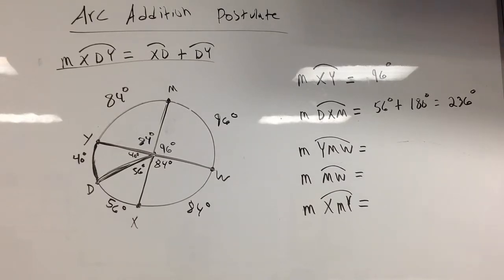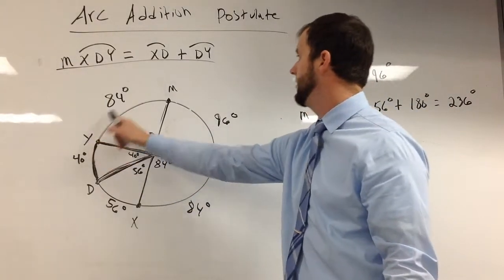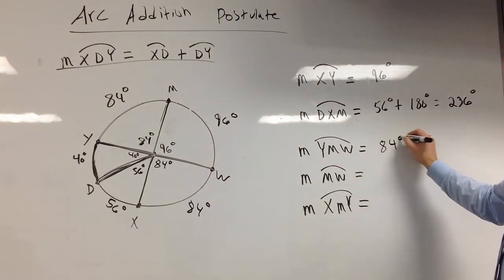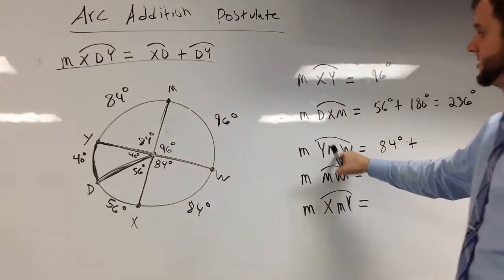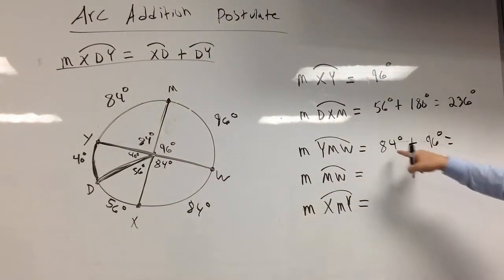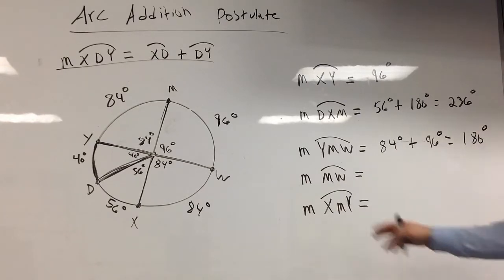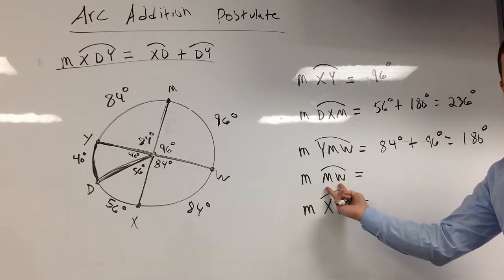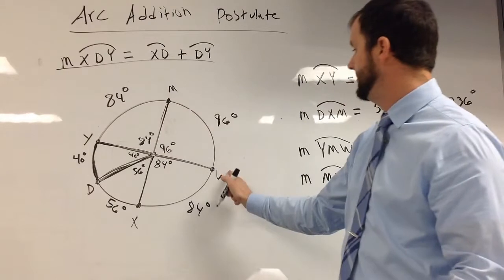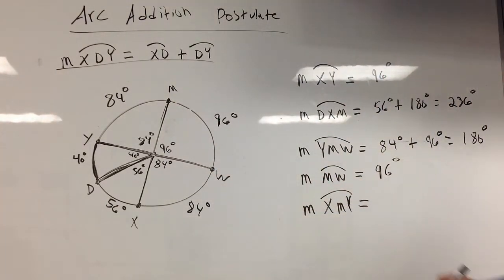Okay, so now let's look at Y, M, and W here. So I'm going to go from Y to M. So from Y all the way to M would be 84 degrees. And then I'm going to add from M to W. So from M to W would give me 96 degrees, which if I added these two together would give you 180 degrees. Remember, if I just had two letters, M and W, that's going to be the shortest distance. So M to W is only going to be 96 degrees.